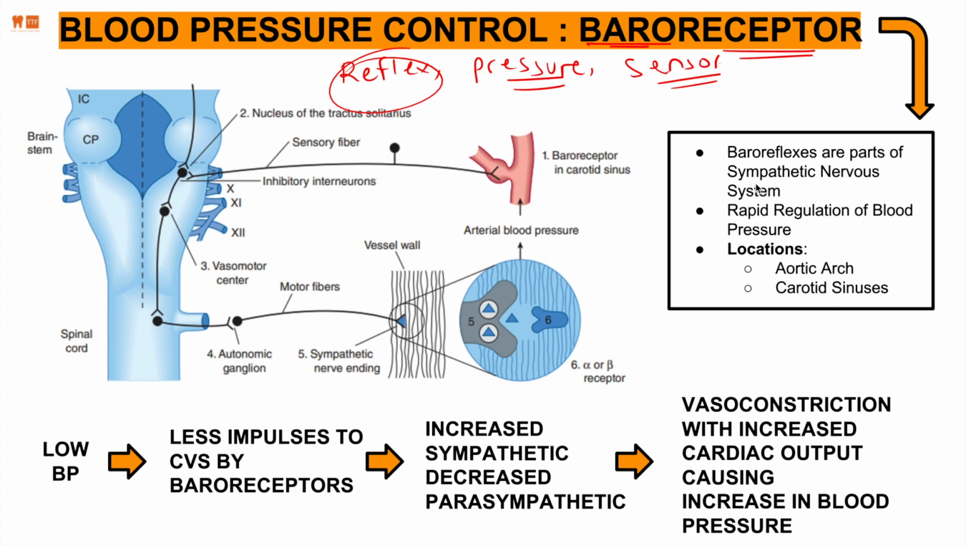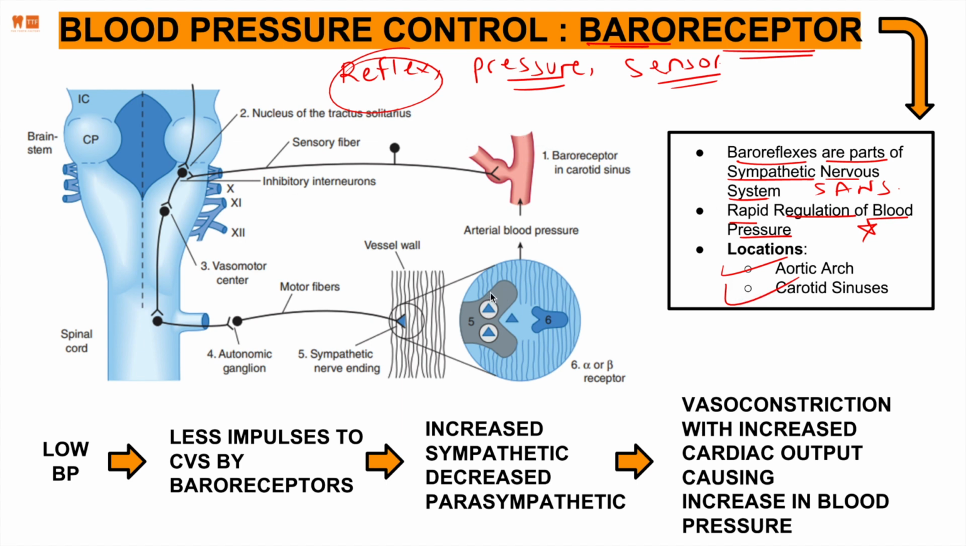Okay, so for example, baroreflexes are parts of the sympathetic autonomic nervous system. They lead to a rapid regulation of blood pressure. So their job is to actually maintain blood pressure in the body. The locations of their areas are the aortic arch and carotid sinus. Aortic arch and carotid sinus. Okay, two locations.